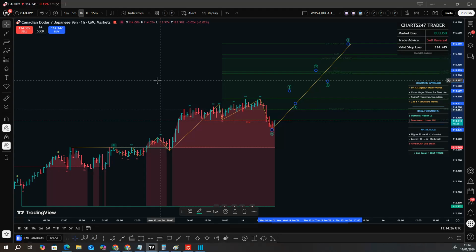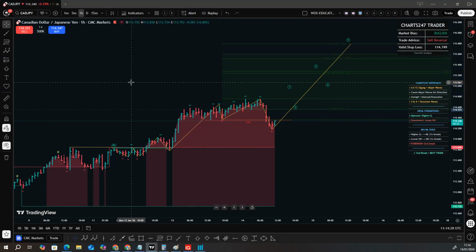Anyway, that's my trade. That's what I'm looking at for today, the 14th of January 2026, Canadian dollar, Japanese yen. The system is telling us what to do. We are in a bullish market. The reversal, we sold the reversal. We believe the reversal is coming to an end. Once we see a green arrow on this next candle, this thing will turn back to buy continuation.